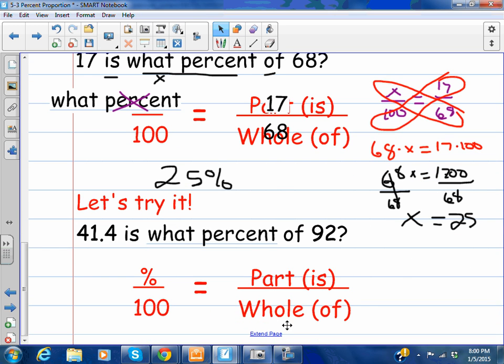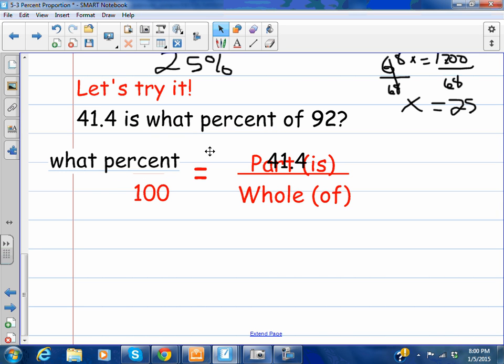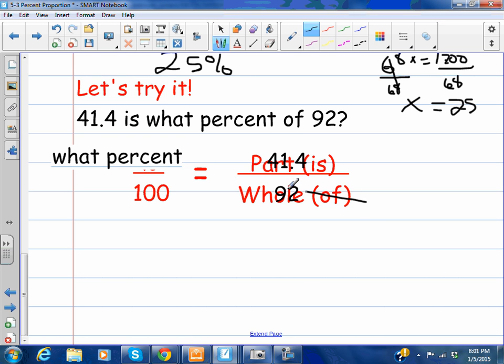Okay, so another one here below would be to try 41 and 4/10 is what percent of 92? So remembering what goes where. 41 and 4/10 is, so that's my part. What percent? I'm still looking for the percent of 92. It's really just like you're doing that division and then multiplying by 100 at the end there. So I'm going to use my cross products.